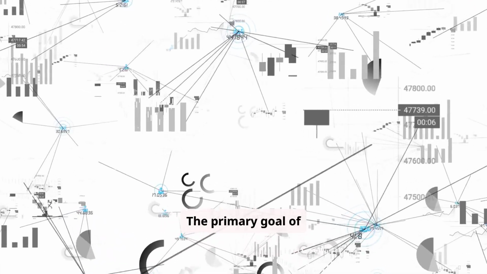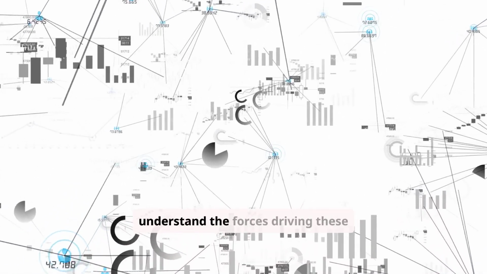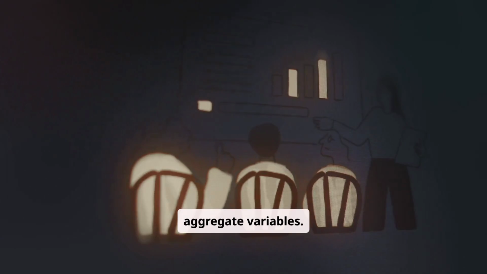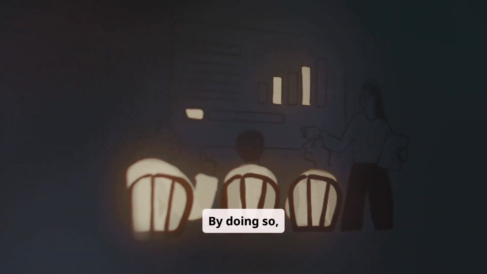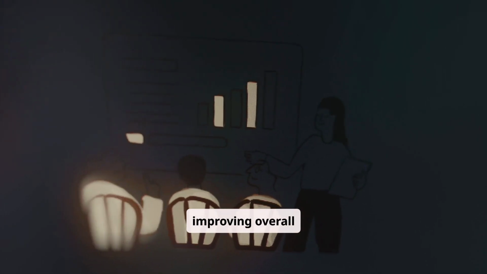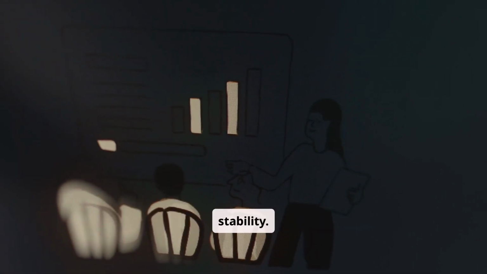The primary goal of macroeconomics is to understand the forces driving these aggregate variables. By doing so, economists can develop effective policies aimed at improving overall economic performance and stability.